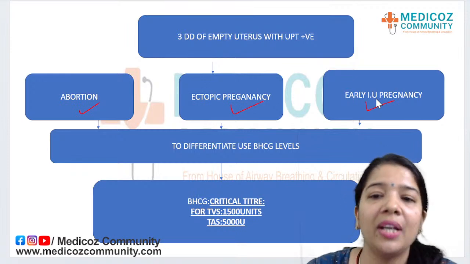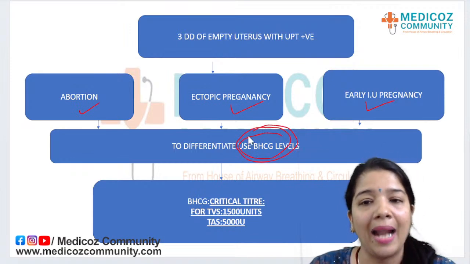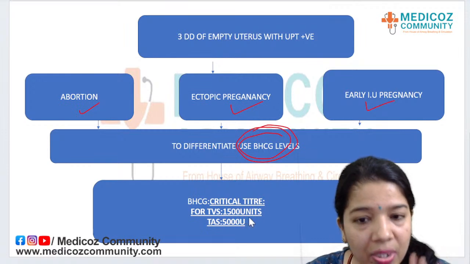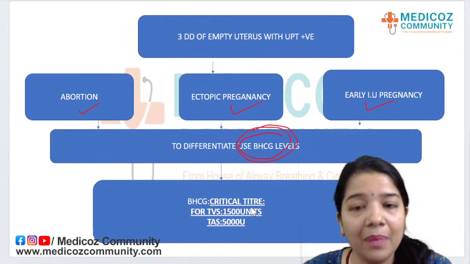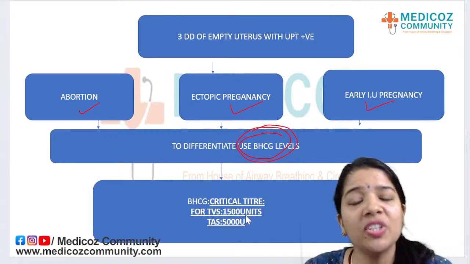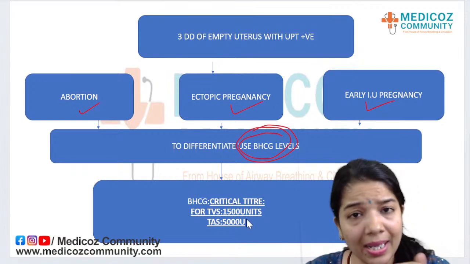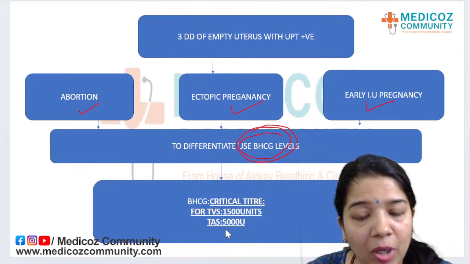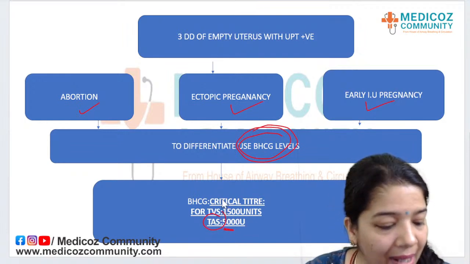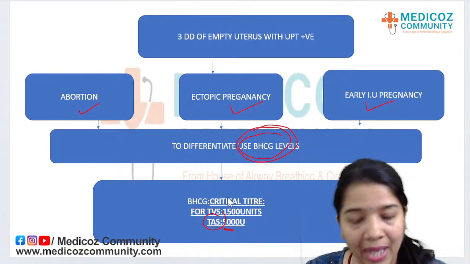So how will you differentiate? Simple, the next step is beta HCG. You will do the beta HCG, and you should know that the critical titer for TVS is 1500 units minimum. This means कि जब मैंने बीटा HCG कराया उसका अगर 1500 यूनिट्स नंबर आया है तो मुझे TVS पे 100% जेस्टेशनल सैक दिखना चाहिए. या फिर if the number of beta HCG is 5000 and I am doing a trans-abdominal scan, then I should be seeing a gestational sac on trans-abdominal sonography, as simple as that.